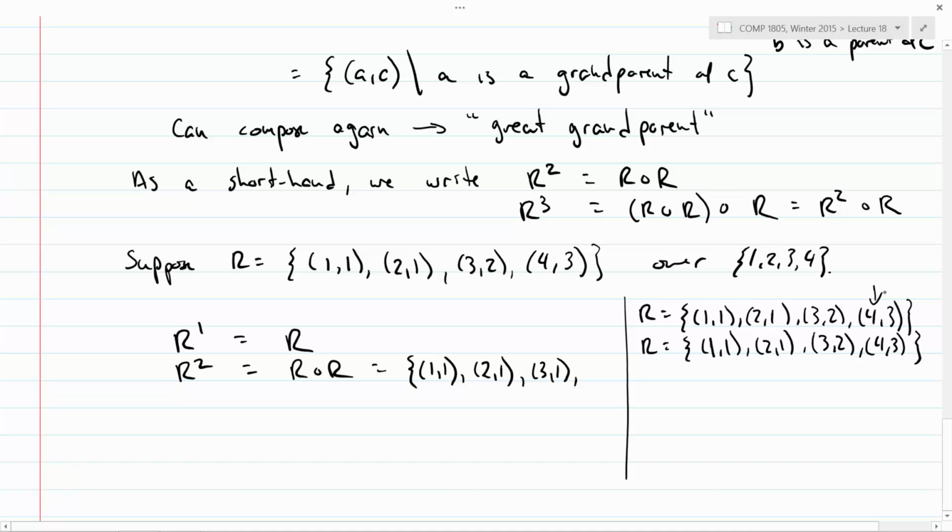What starts with 3? Just (3, 2). So I have (4, 3), (3, 2), so I have (4, 2). And that's it. So that's our square. Let's see what happens if we do this again. So R cubed, we know that R cubed is R squared follows R.